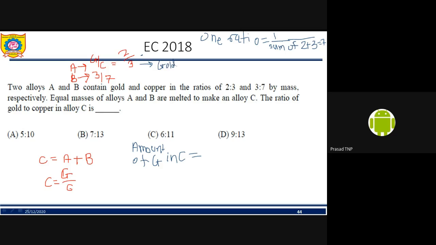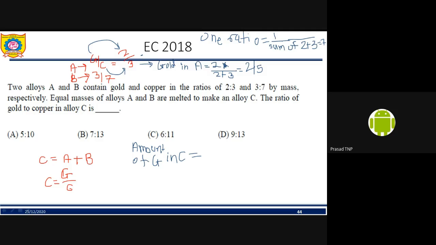Check here, gold in A is equal to 2, because in alloy A the gold to copper ratio is 2:3, so there are two ratio parts for gold. So we write 2 into one ratio value. In short, the amount of gold in alloy A is 2 divided by the sum of ratio terms, which is 2 plus 3. So it is 2/5. This much gold is present in alloy A.